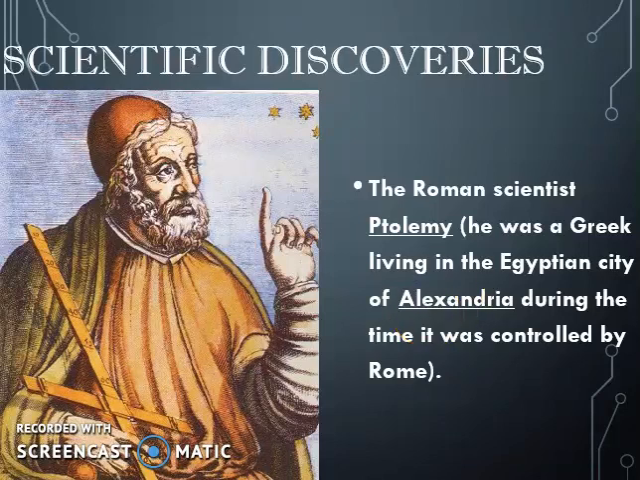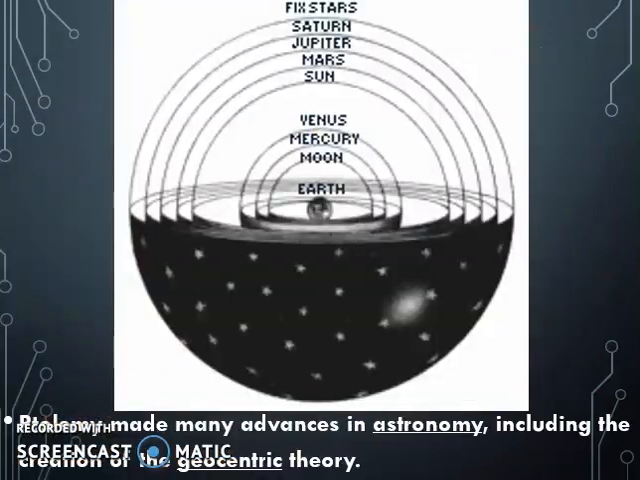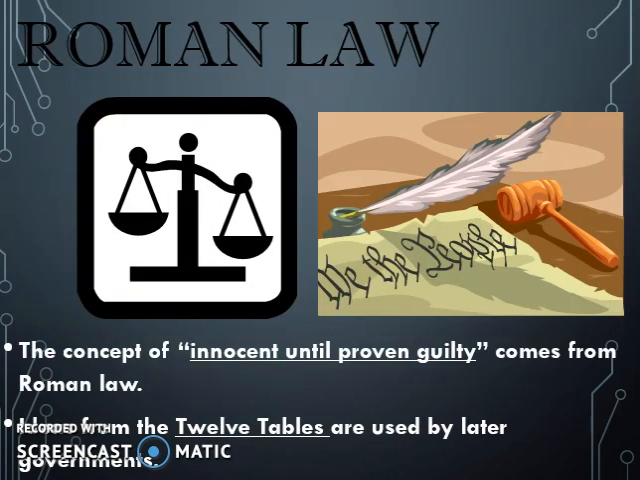So Ptolemy lives in the city of Alexandria, and Ptolemy made many advances in astronomy, including the creation of the geocentric theory. Now, while it is incorrect, the geocentric theory was the theory for many, many years. This was the theory that the Earth was the center of the universe. So if you see here the idea that the Earth is the center of everything. We know now that the sun is the center of the solar system, but he believed that the Earth was the center of the universe. Again, disproven now, but remained the theory for many years.